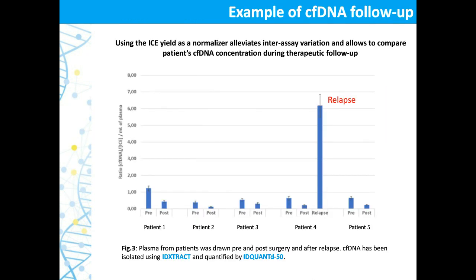Here's a small study that we performed on 5 patients where we measure the ratio of cell-free DNA over eyes pre and post surgery and for patients after relapse. As you can see, post-surgery, you have a drop in cell-free DNA. And for patient number 4, where we detect a relapse using imaging, we can detect a real increase in cell-free DNA. So you can make sure that what you see in your quantification of total cell-free DNA is really physiological and not due to an extraction bias.